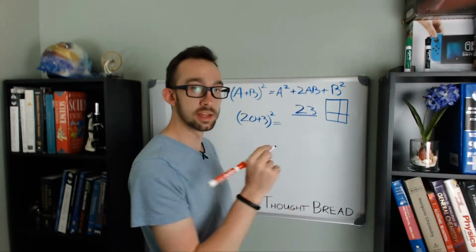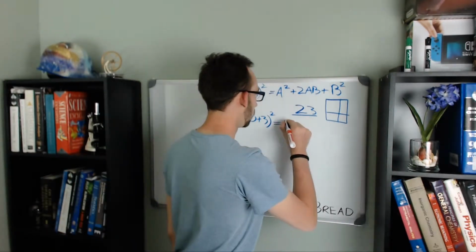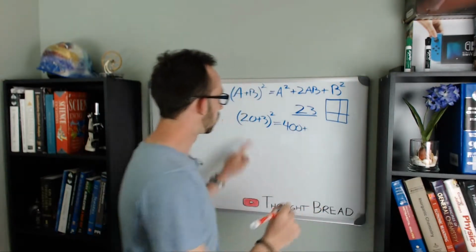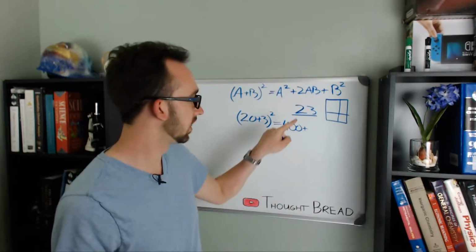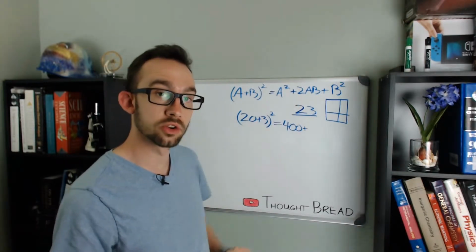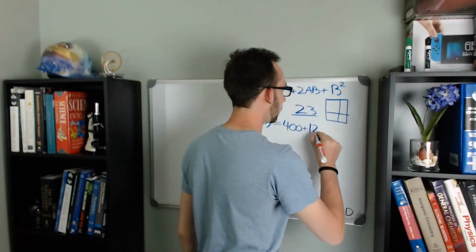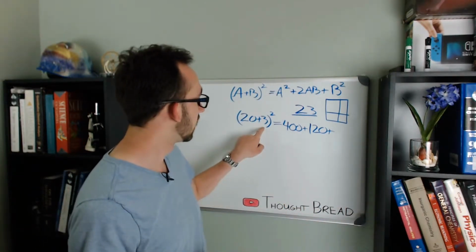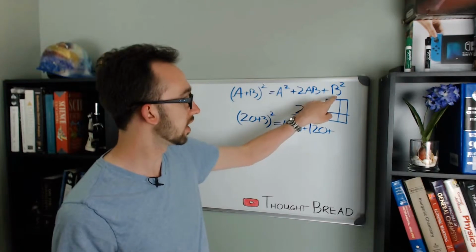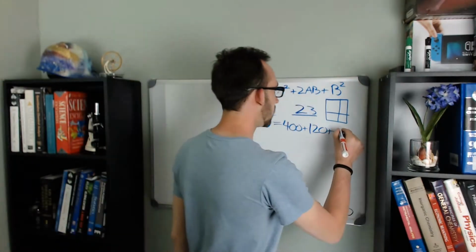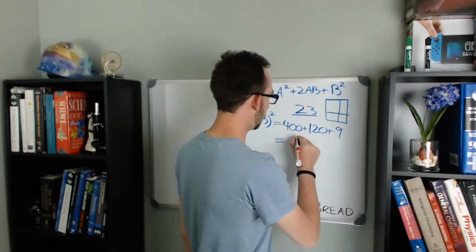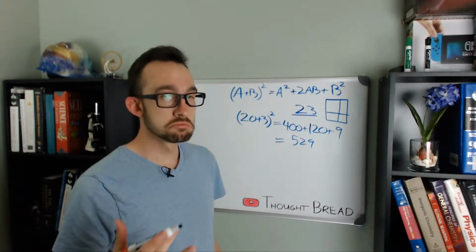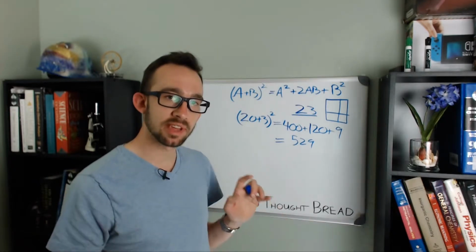20 squared is 400. So in your mind, you're thinking 400. All right. 20 times 3 is 60, times 2 is 120. So you have 400 plus 120. In your head, you're thinking 520, all right? Now you're going to do 3 squared, right? Which is 9. And the answer is 529. Seems kind of easy, maybe seems kind of difficult.